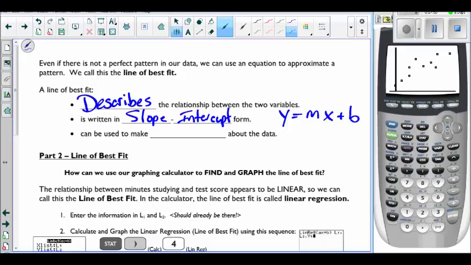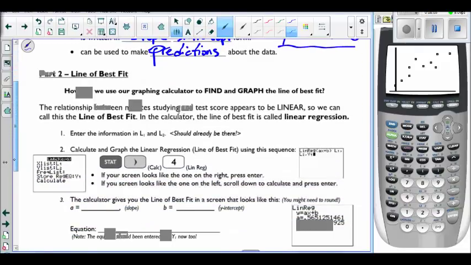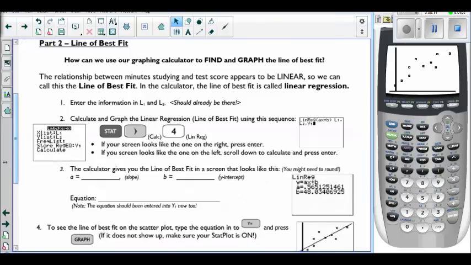And it can be used to make predictions about the data. That's the most important use of this. From the data that we have, we can make predictions about stuff that we actually didn't measure. We can figure out stuff that we don't know based on the equation that we have. So we're going to use the calculator to do this. And like I said before, we're going to use a linear regression. So we can have our list entered into list 1 and 2. We already did that, so we don't really need to do that again. We're going to use that linear regression to find our line of best fit.